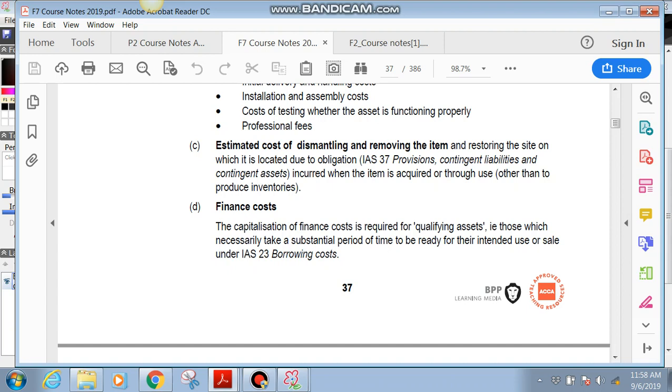But IAS 16 also requires that that asset, once you make a provision for it, that cost you need to capitalize it with the actual asset itself. Once you capitalize that provision, you will then be required to unwind the discount. Okay. We will look at IAS 37 again in more details and what to unwind really means.